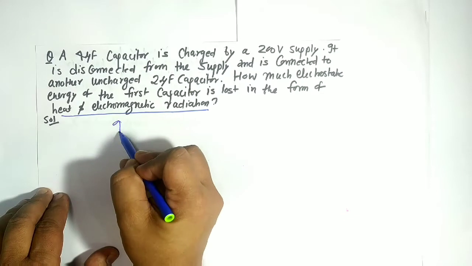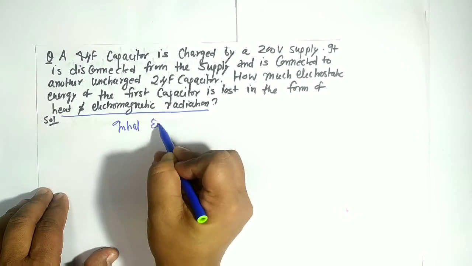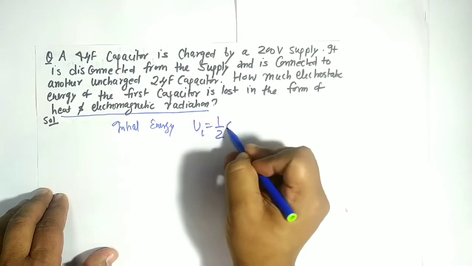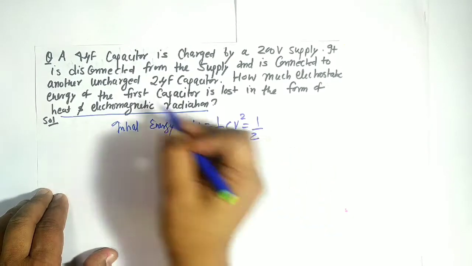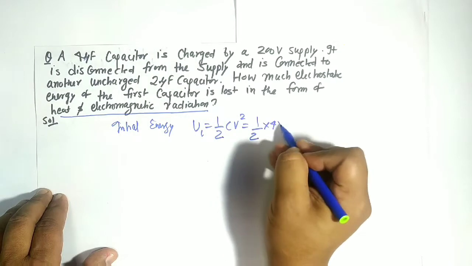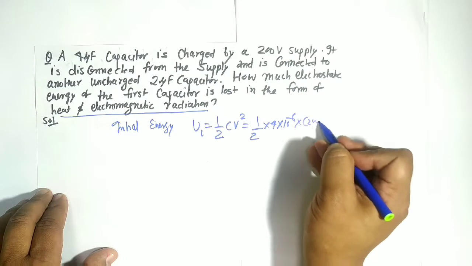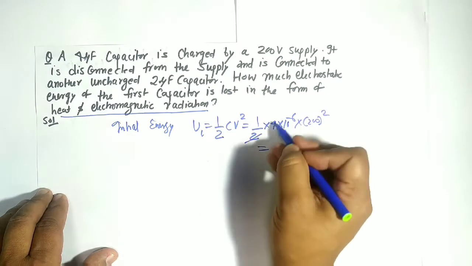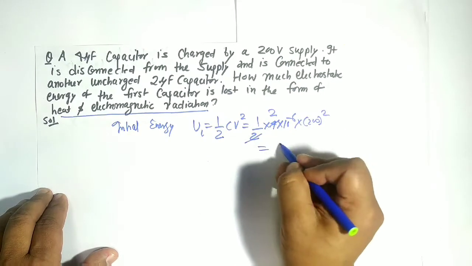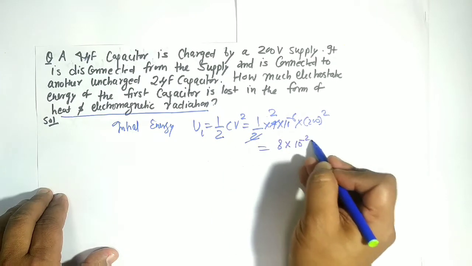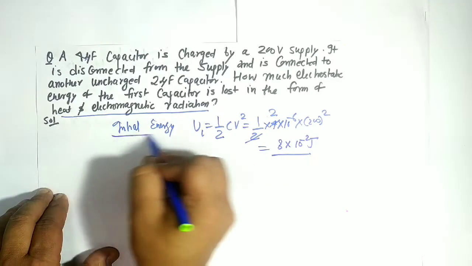So can we find it? Yes. What will be the initial energy if I ask you? Initial energy will be half CV square. What is the capacitance? 4 microfarad, 4 into 10 to the power minus 6. What is the supply? 200. So 200 square. Calculate it. It becomes 8, 2 square, and 8 into 10 to the power minus 2 joule. So this is initial energy.